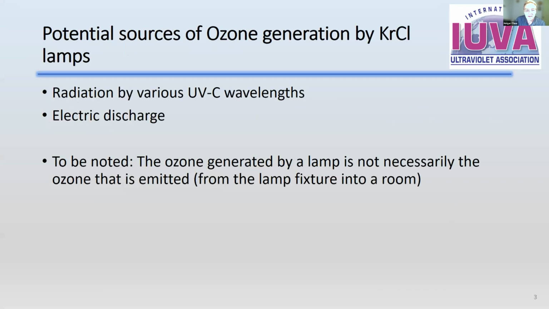How is ozone generated by lamps? There are essentially two ways: either by radiation, UV wavelengths, or by electrical discharges. And I want to make it clear upfront, we are talking about the ozone generated by a lamp. We will get into that later, but this is not necessarily what is being emitted into a room.